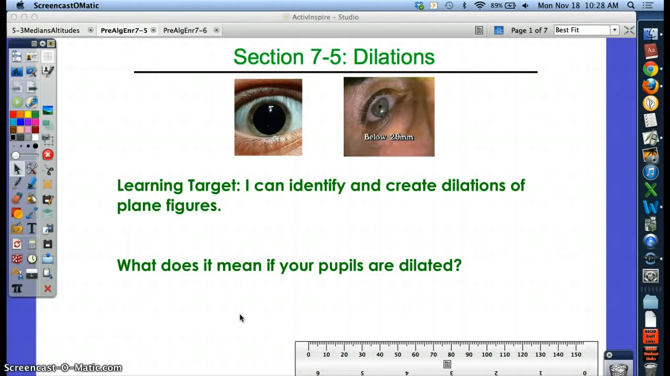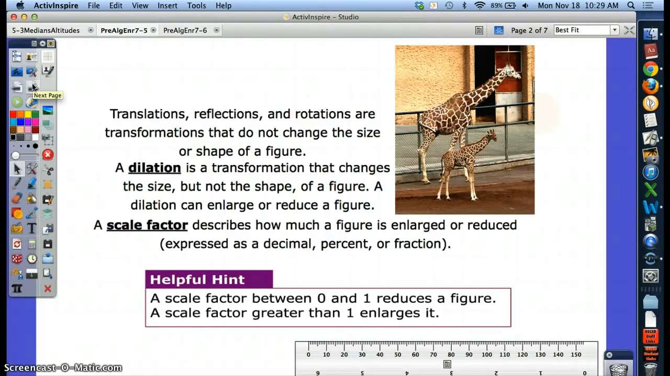So what does it mean to be dilated? You think about your pupils, when they're dilated, they get really big, right? Now, I've never seen one this big, but your pupils enlarge and then reduce in size, and they adjust to light, to when you're maybe telling a lie, to things that surprise you. That causes your pupils to dilate. Well, dilation is a transformation that changes the size but not the shape of a figure.